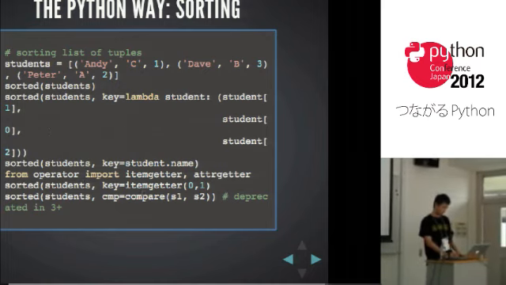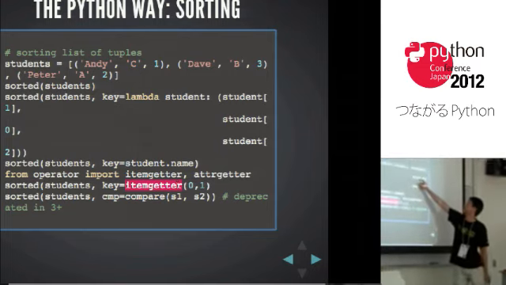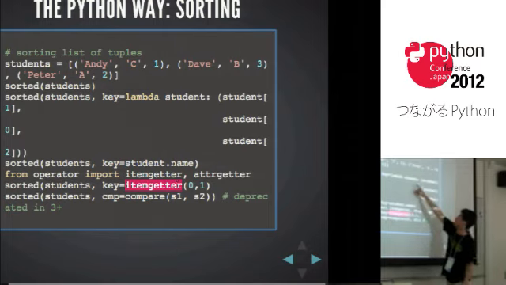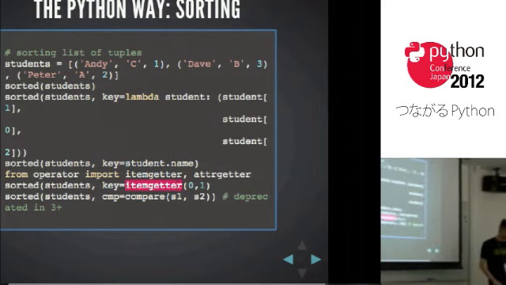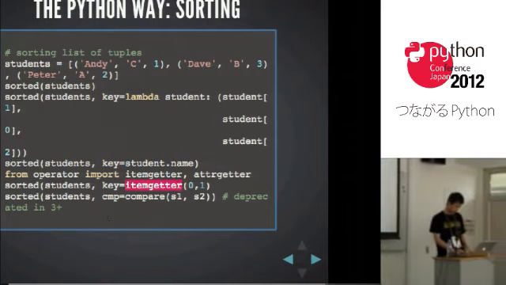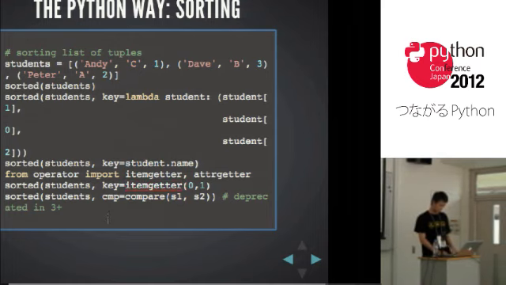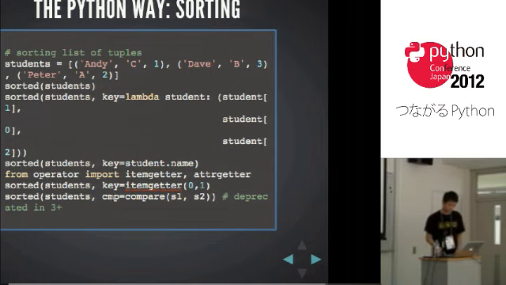You can also use a method called itemgetter, so that you don't have to specify the student here. And you can also specify a compare function just like in Java or C++. But this one has been deprecated in Python 3, so you can only use it in Python 2, I think.